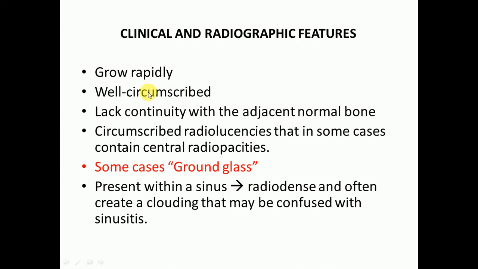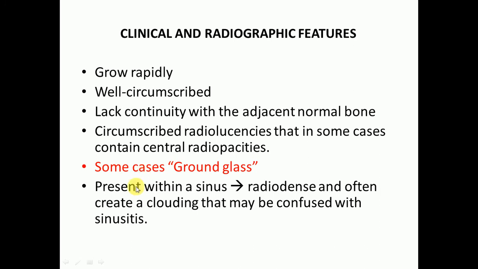Clinical and radiographic features: they grow rapidly, they are well circumscribed, and they lack continuity with the adjacent normal bone. On a radiographic examination, you will see circumscribed radiolucencies, and in some cases they contain central radio-opacities. In some cases they may show a ground glass appearance on radiograph. This ground glass appearance is characteristic of fibrous dysplasia, but remember, we can find it in some cases of juvenile ossifying fibromas as well.